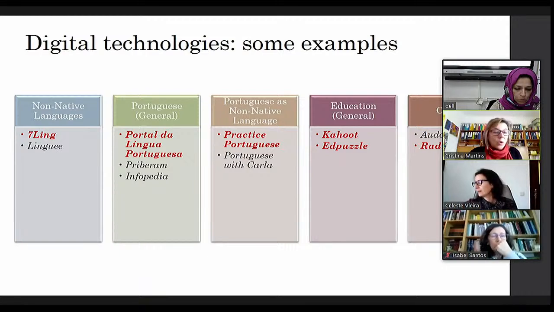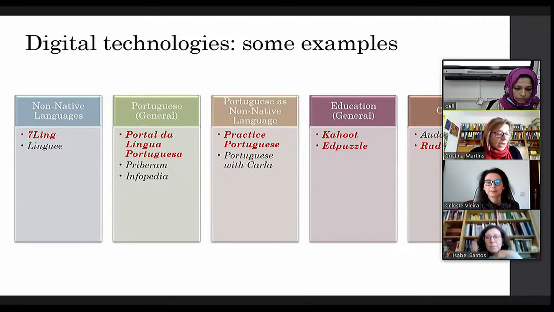Then we will look at learning Portuguese as a non-native language. We refer here to the website Portuguese with Carla, but this category will be illustrated in more detail with information on Practice Portuguese, a very interesting and appealing digital technology with a great amount of open access content.